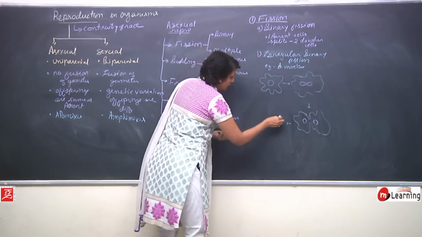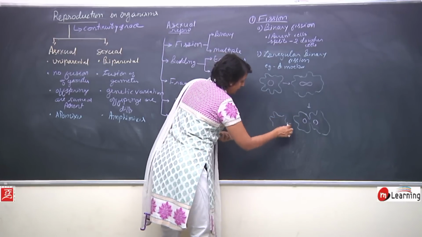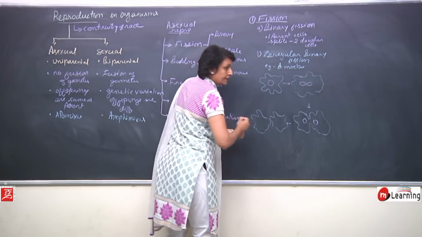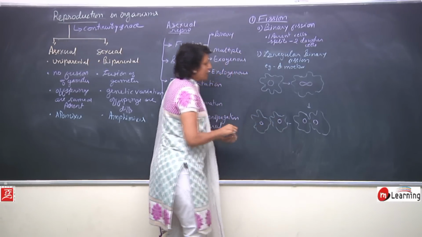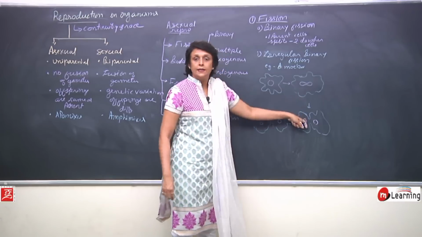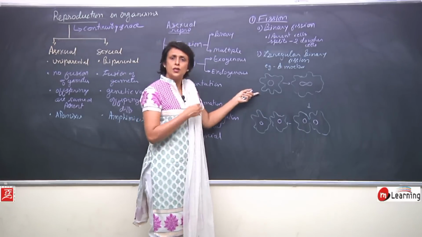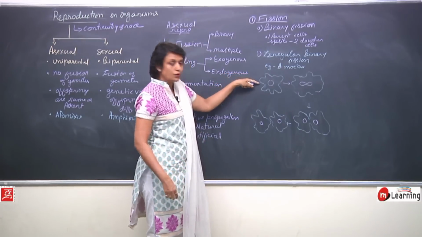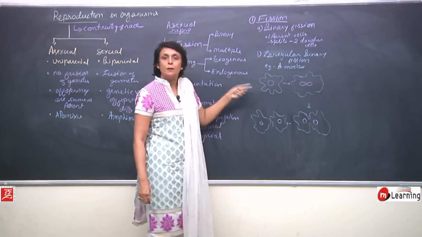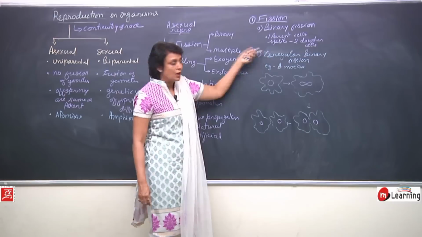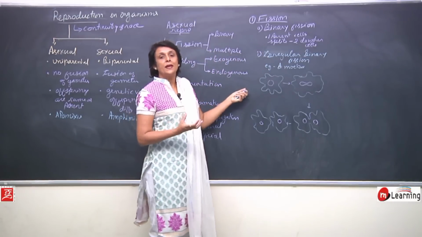And now these two daughter amoebae with their nuclei are formed. In this case, we have seen the constriction like this, but because the shape of amoeba is not fixed, it can show constriction in any plane. It can show constriction from a side, from top, from anywhere, and that is why we are calling it irregular binary fission.